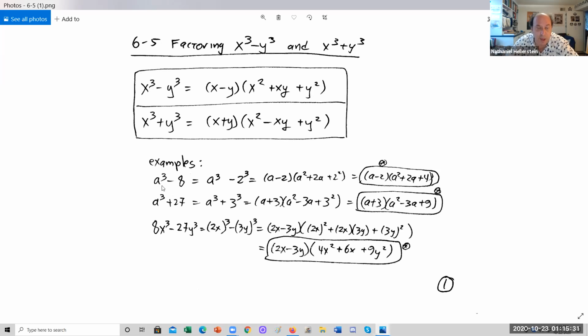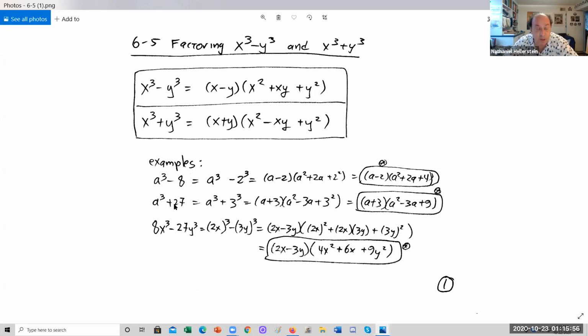So for example, a cubed minus 8. Well, 8 is 2 cubed, so this is the difference a cubed minus 2 cubed. That'll be the difference a minus 2 times a squared plus 2a plus 2 squared. And there's always this last step where we clean this up and get a minus 2 times a squared plus 2a plus 4. So usually it's the squaring and the product that needs a bit of doing.